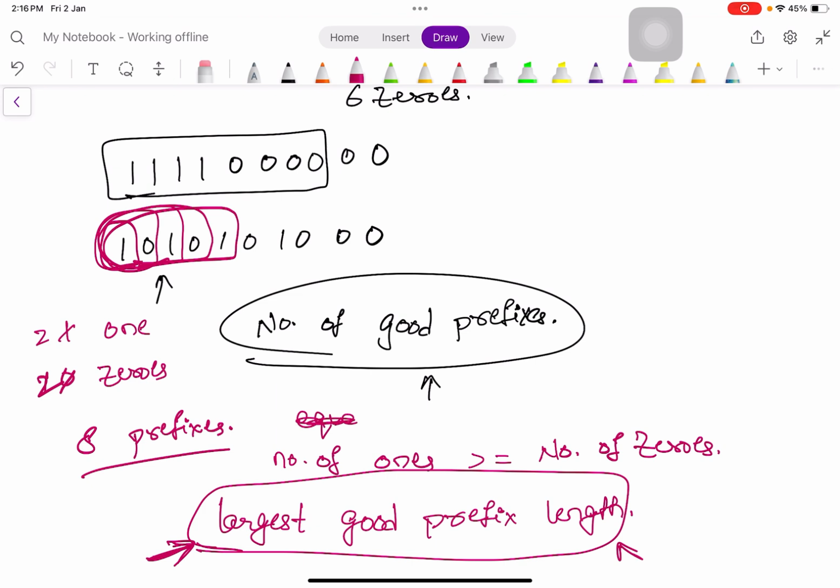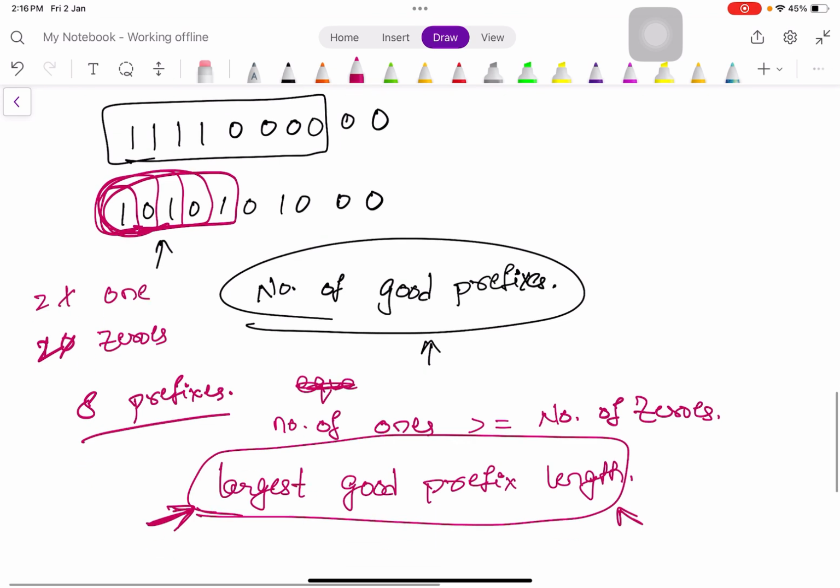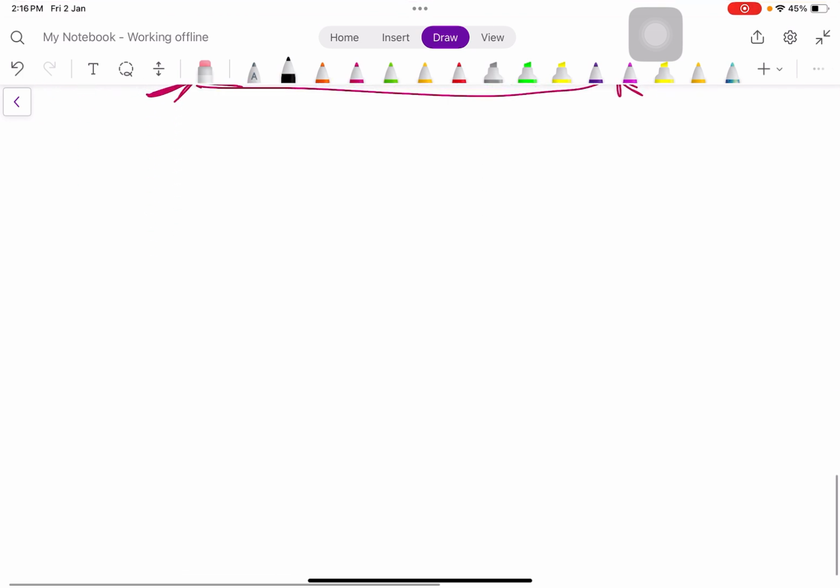Okay, so I hope this is making sense. We'll move forward towards the approach right now. Now let's say we are given a string, and let's see what we can do in order to find out the largest good prefix. Let's say we have 1 0 0 0 0 1. Let's say this is our string given to us.